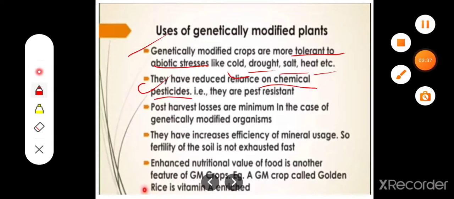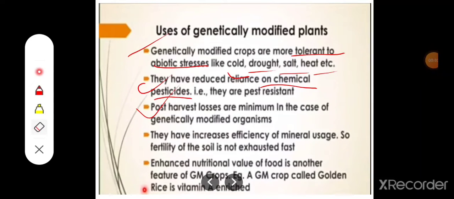And the next usefulness of these genetically modified plants is that post harvest losses are minimum in case of genetically modified plants, right? Post harvest losses. So what are these post harvest losses? They are nothing but after the harvest of these crop products, there can be some factors which will affect the losses, right? So we can minimize that in these genetically modified crops. Like many of the seeds, they might not be useful seeds, and so it cannot become a new plant when they are going to store it for the next time. So such losses we can prevent through genetically modified crops.